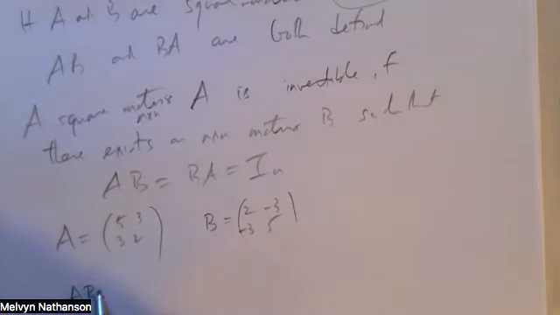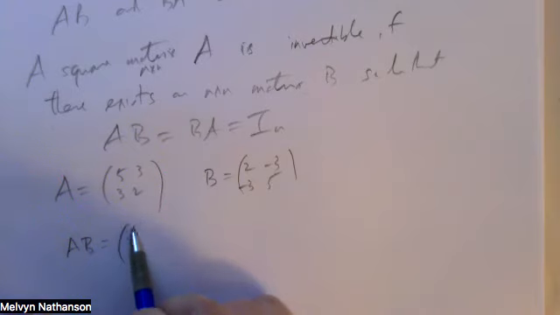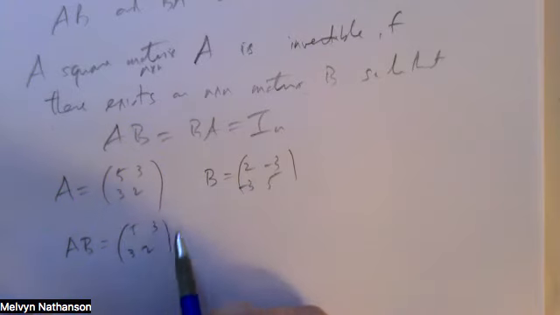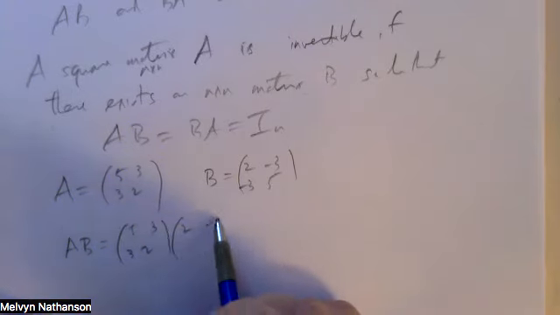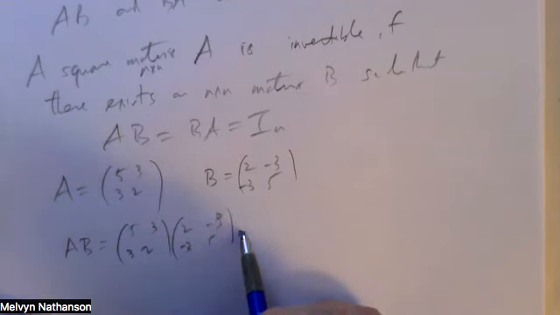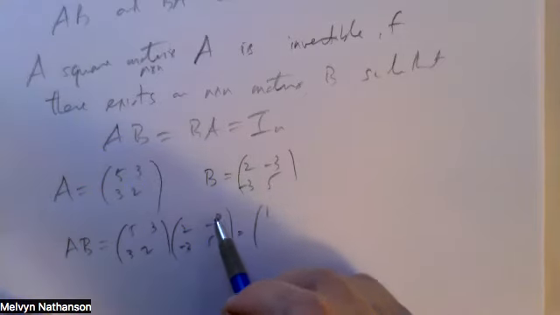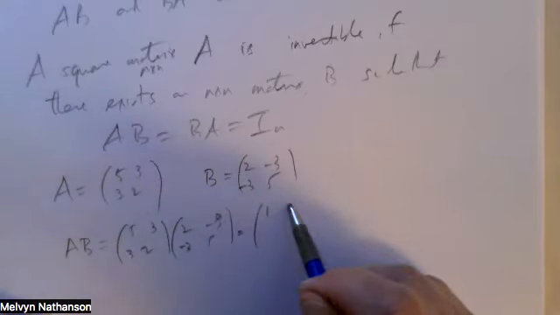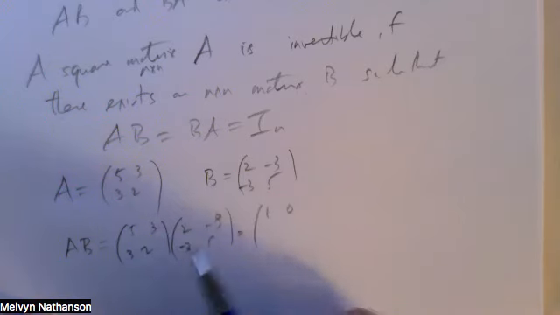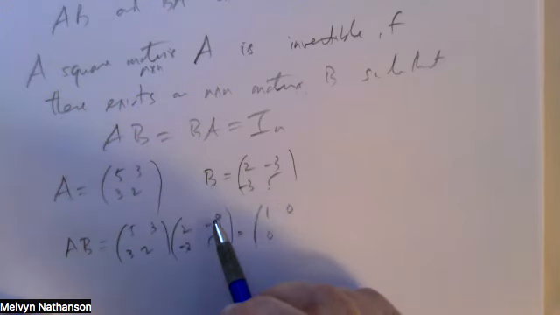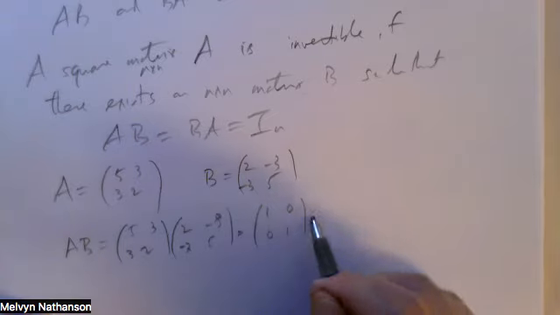What is A times B? 5, 3, 3, 2 times 2, minus 3, minus 3, 5. This is 10 minus 9 is 1. Minus 15 plus 15 is 0. 6 minus 6 is 0. Minus 9 plus 10 is 1. This is the 2 by 2 identity.